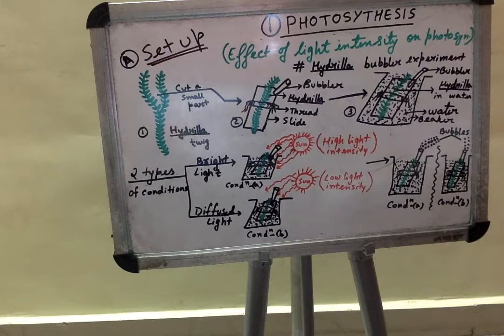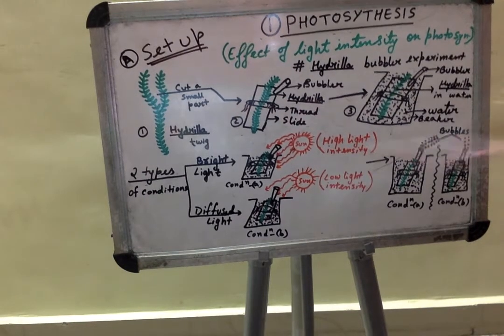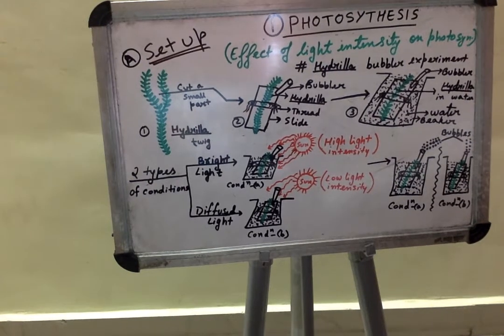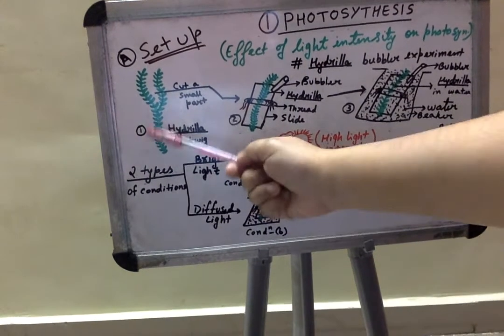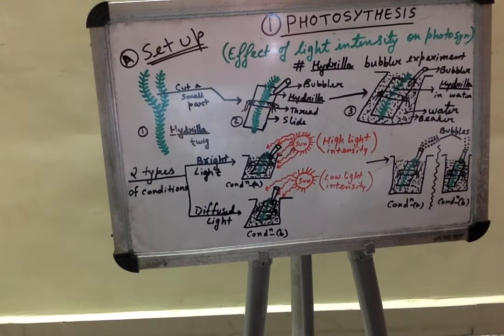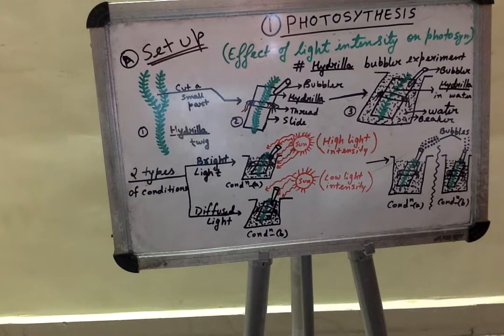Okay, so this particular experiment is commonly known as the Hydrilla bubbler experiment. For this we need a fresh Hydrilla twig, as you can see here. A fresh Hydrilla twig is needed for this experiment. Hydrilla is a freshwater hydrophyte, or an aquatic plant, and is very much used in many of our plant physiology experiments.